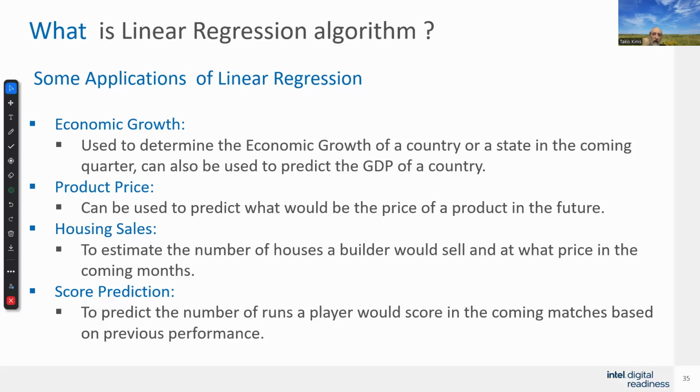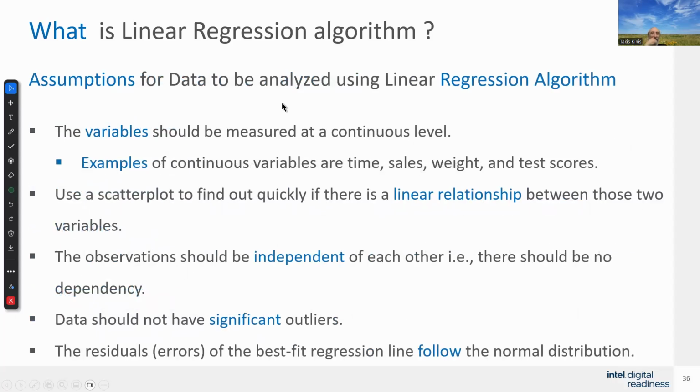Like I could look at like what a can of Coca-Cola cost back in the 70s compared to what it costs now, and then I can predict 20 years into the future, what it might cost then, that type of thing. Or how about estimating the number of houses a builder would sell and at what price in the coming months? Like how much is the market going to change? Or to predict the number of runs a player would score in a game, like if they're playing baseball. What are we basing on? What they did before, right? And baseball is a game all about statistics, right? It's more about statistics than the gameplay, I think.